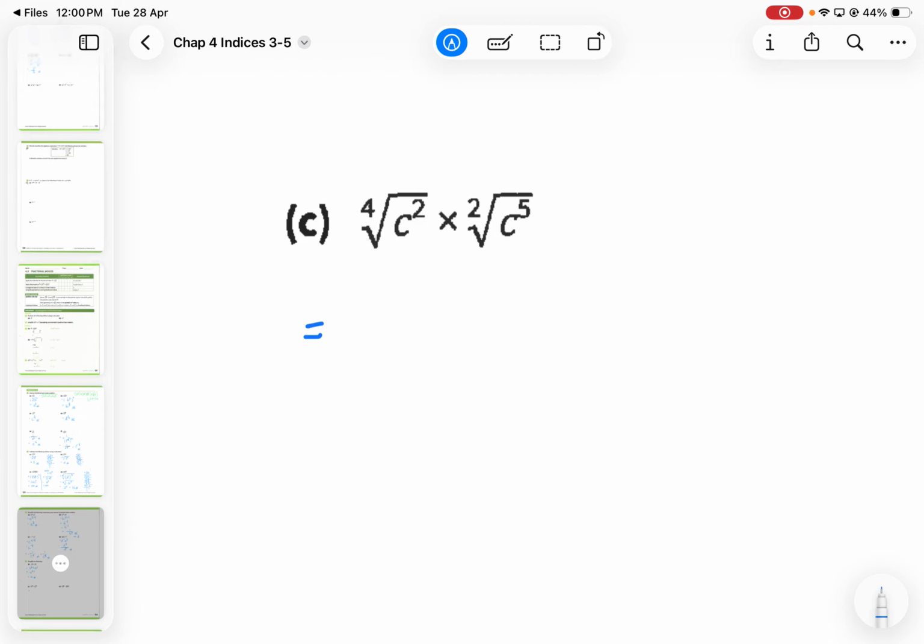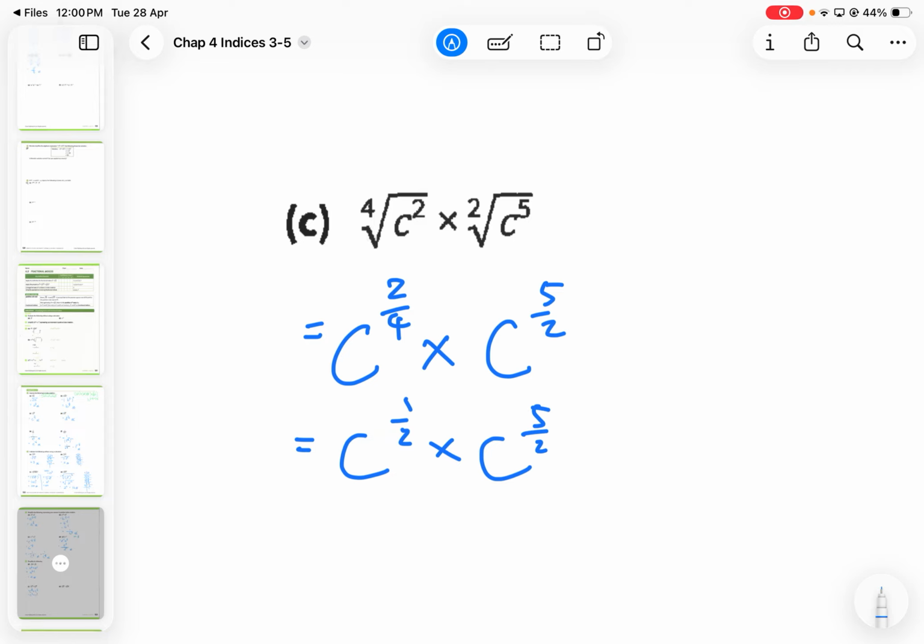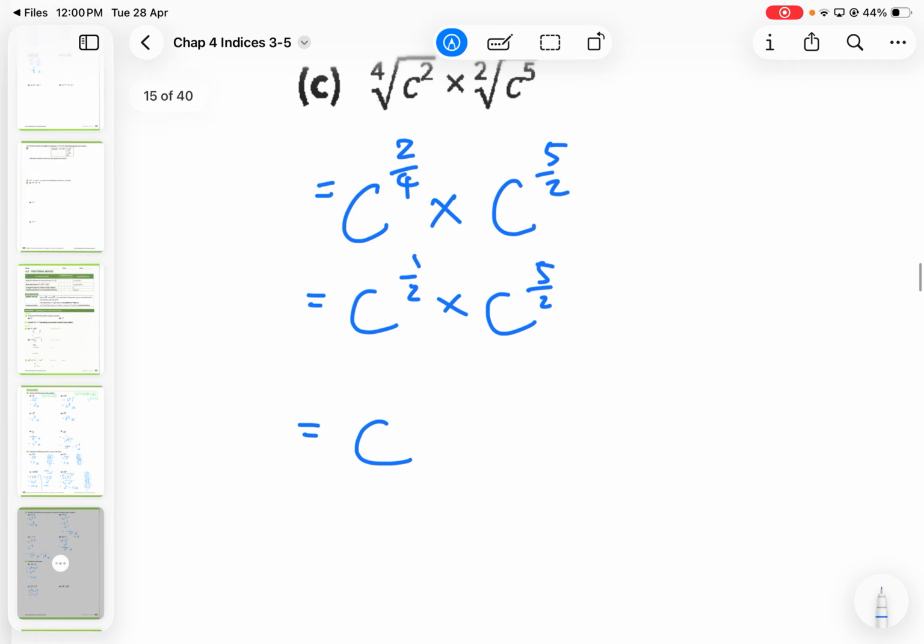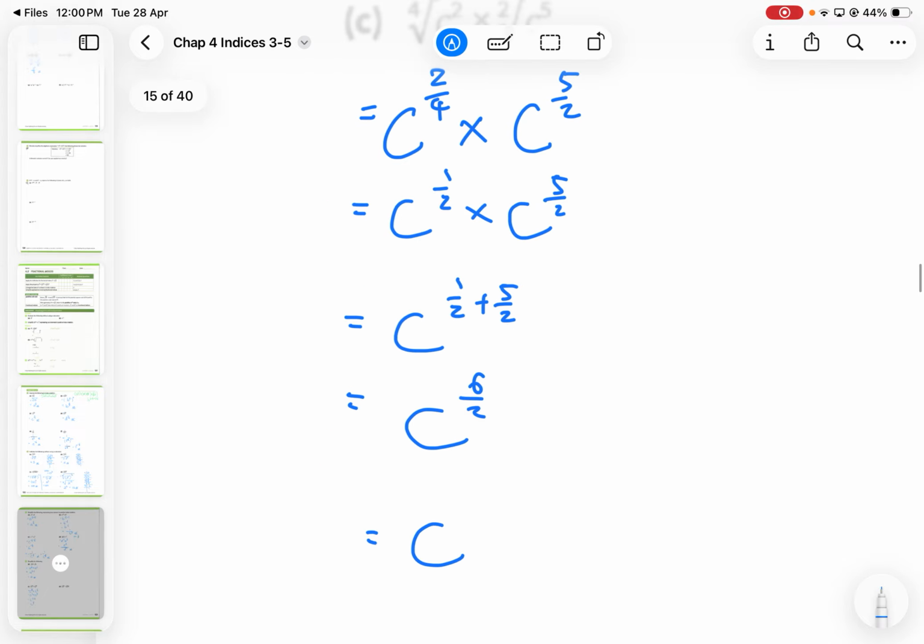Change. First one, c, then 2 over 4. The multiply no change. Then the second c become c 5 over 2. Simplify. Same base, add the power. Answer.